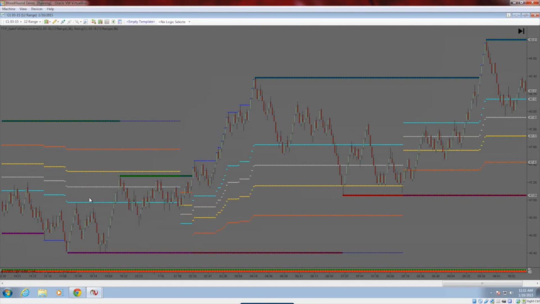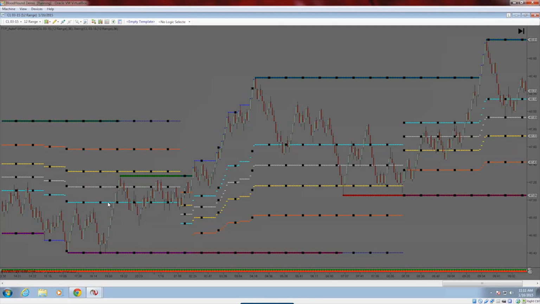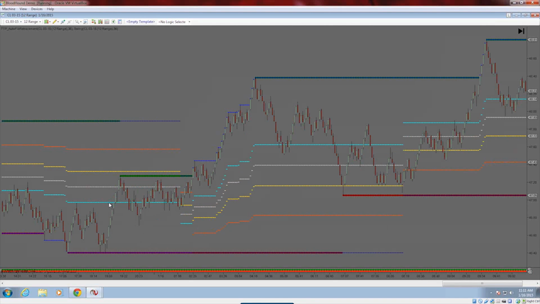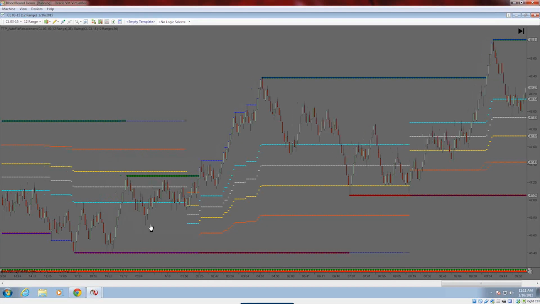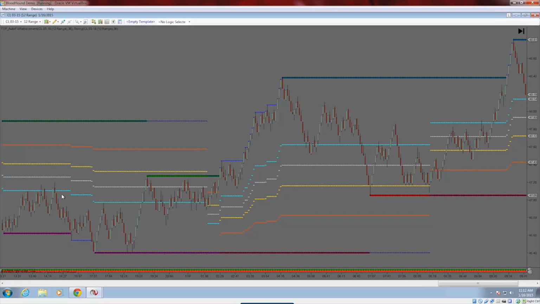So we have the cyan line as the 38.2%, the silver is the 50, the 61.8 is in gold, because that's the golden ratio, so we have that colored in gold. The 78.6 is in orange red. So when the 50 is below the 61.8, the trend is down. And the trend is going to be down if we're breaking out to new lows.